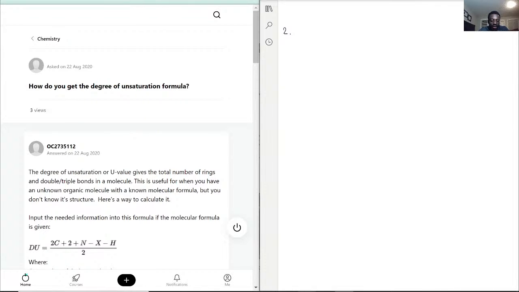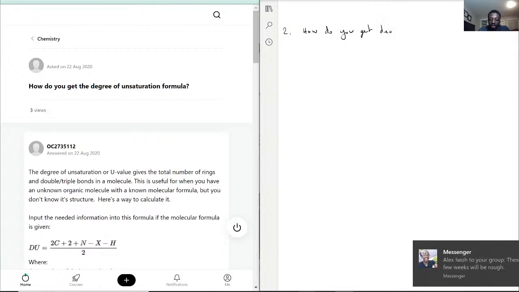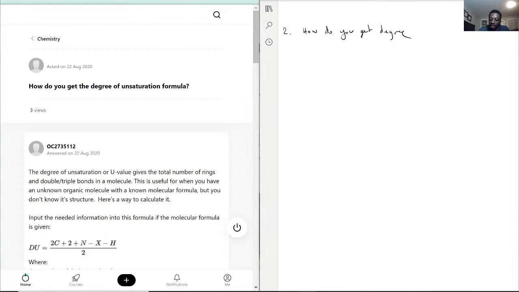So with that, how do you get the degree of unsaturation formula? I can only cover my hand over my screen, but obviously you can see what it says there. But in a sense, first we'll write it down. How do you get degree of unsaturation formula?